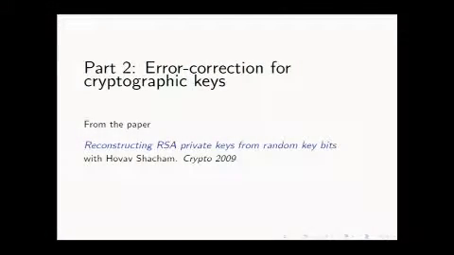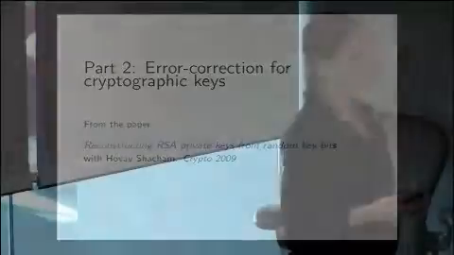So that was the first part of the talk. I've introduced the scary world of the real world. Now I'm going to move on to the question of what happens if you do get some decay, and show some of the things that you can do there. Most of the material in this section is from a paper with Hovav Shacham about reconstructing RSA private keys.